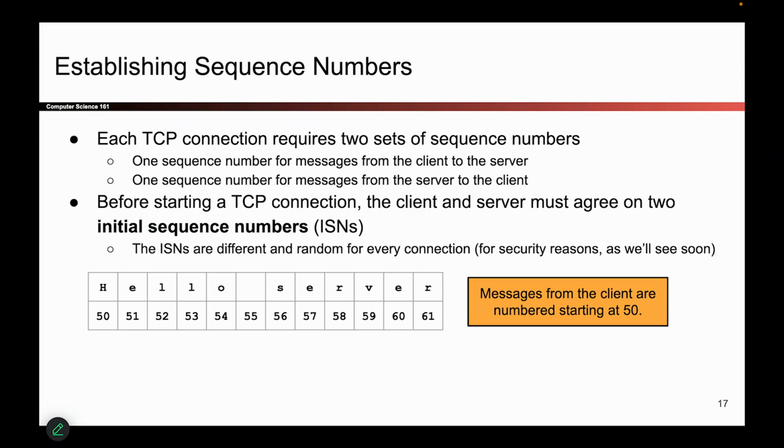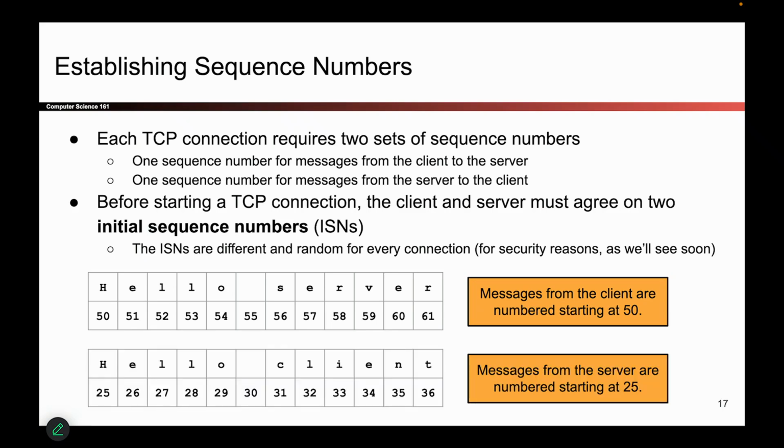So here's an example of what that might look like. Let's say we have bidirectional communication between a client and a server. So what that means is there needs to be two sets of numbers. You start from some random number in both cases, and you count up, and you use two sets of numbers for the two directions that you're sending messages. So if I'm the client, I might choose a random starting number 50. You could have chosen any other number. And for every byte that I send, I will stamp a number on that byte. So the H is number 50, the E is number 51, the L is number 52, this L is number 53, and it keeps counting up for every byte that I send.